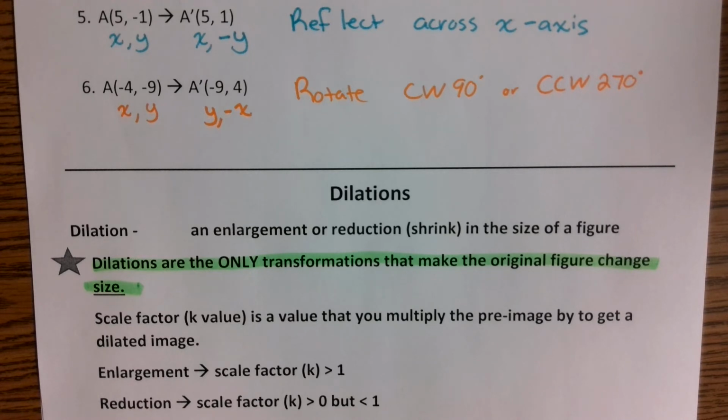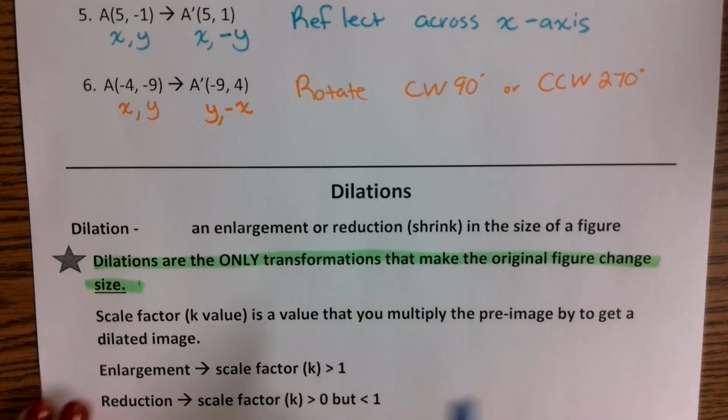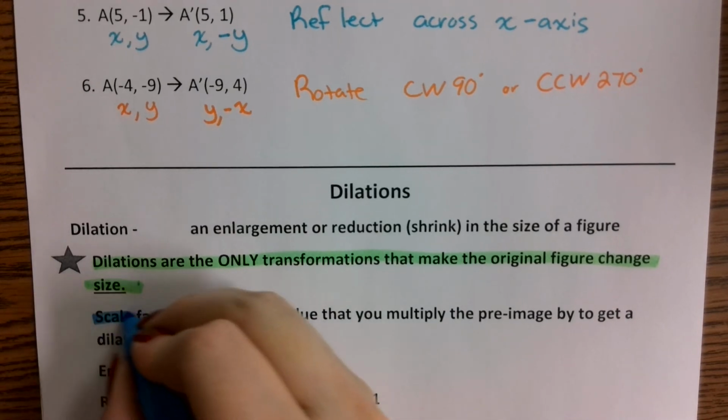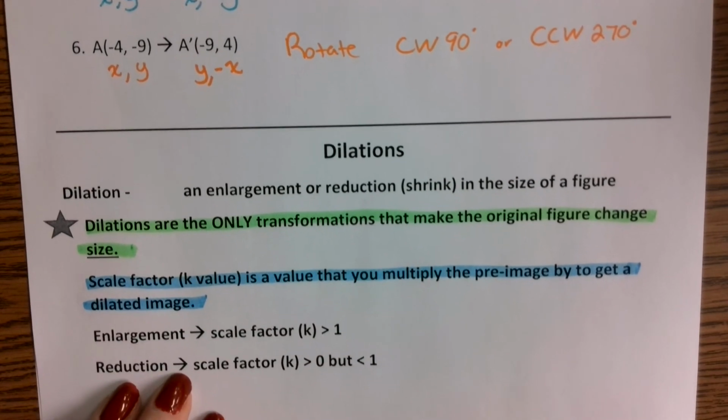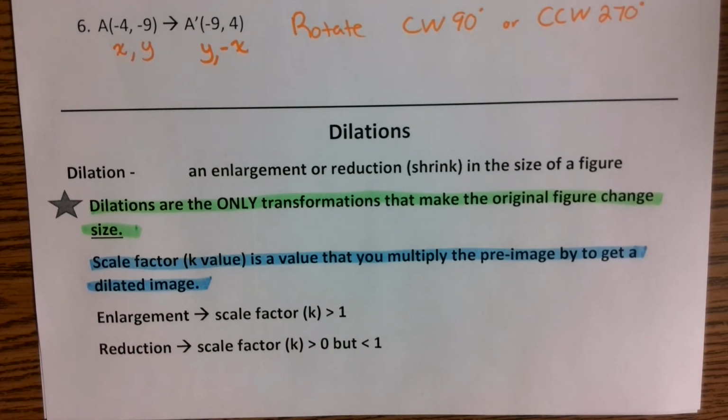Now, the scale factor. The scale factor is also known as the K value. Your scale factor is known as your K value, and it's a value that you're multiplying your pre-imaged value by in order to get that dilated image. So we're going to highlight that in blue. Your scale factor is a value, a K value, that you're multiplying your original values by in order to get a dilated image, whether it's an enlargement or a reduction.